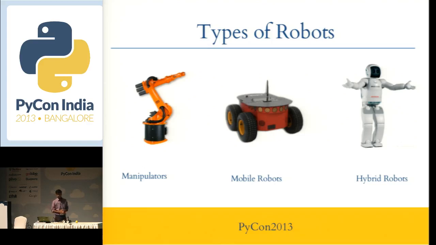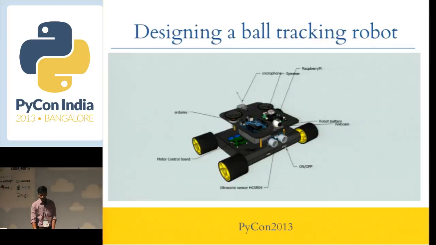Next is hybrid robots. A hybrid robot is a combination of manipulators and mobile robots. It has manipulation, like robotic arms, and it has wheels, or maybe legs. This is Asimo. You may know about it. It is a hybrid robot because it has manipulation and it has mobility. So this is just about robotics, what robots are, and types of robots. Just finished. Then we are starting to design this robot.